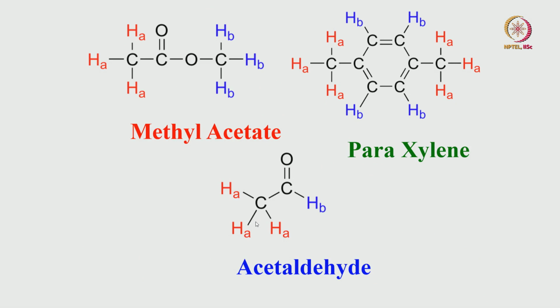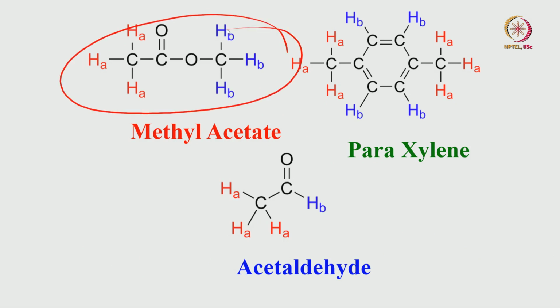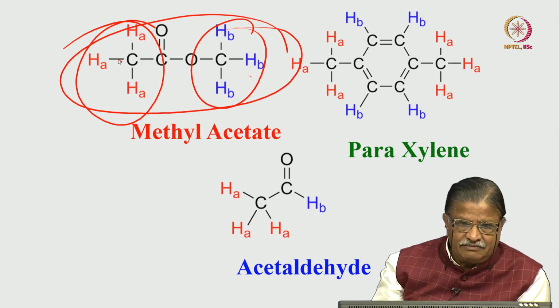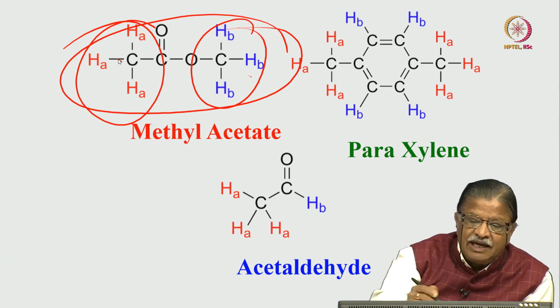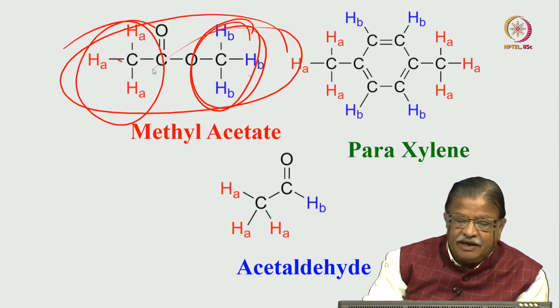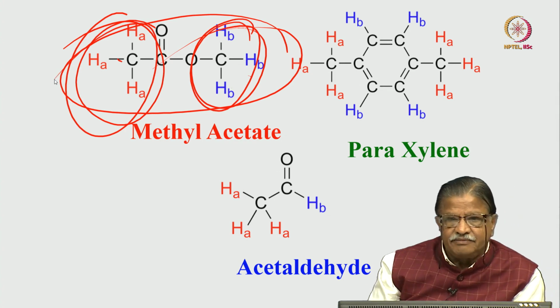Same if you go further, methyl acetate, these 3 protons and these 3 protons are different. This CH3 and this CH3 are not the same, there is no symmetry for this molecule. Chemically they are inequivalent. As a consequence, this CH3 will give one peak, this CH3 will give one peak.